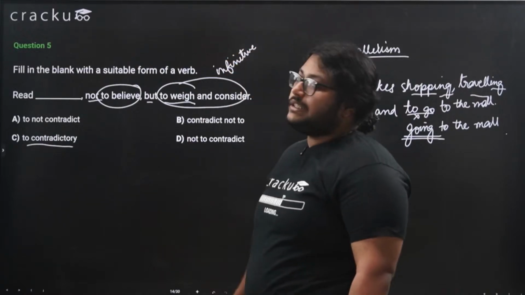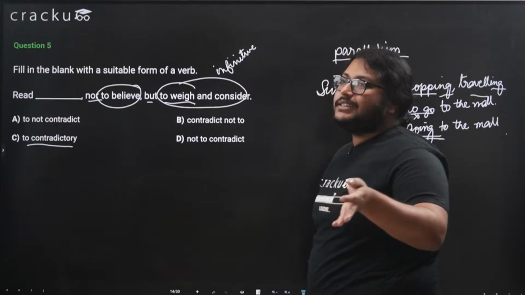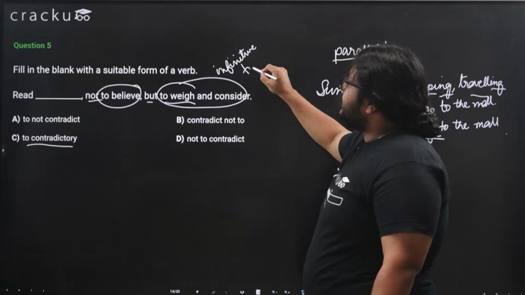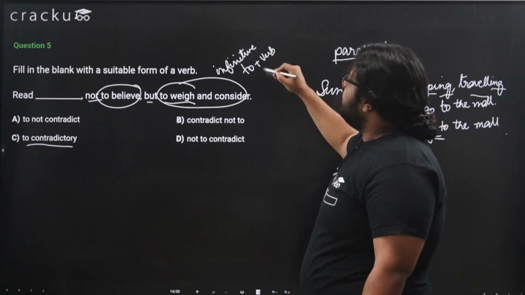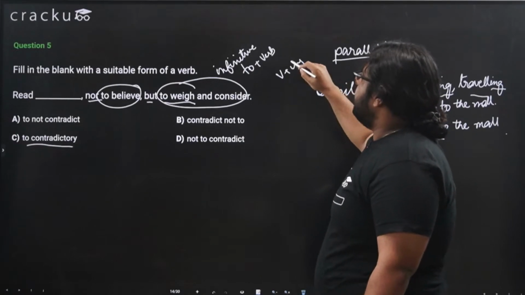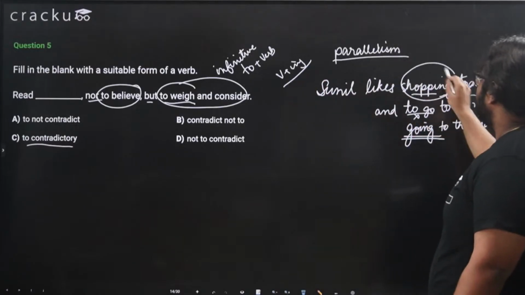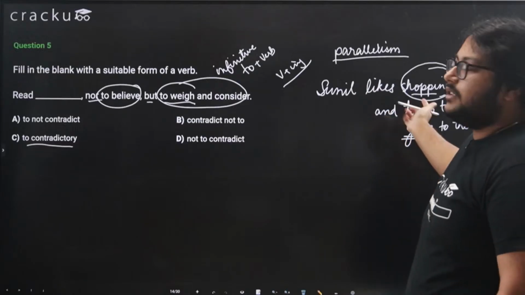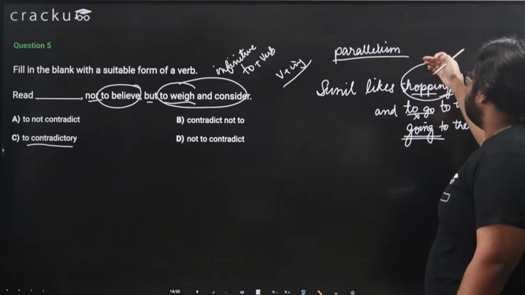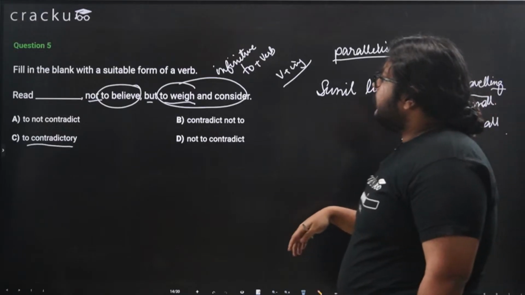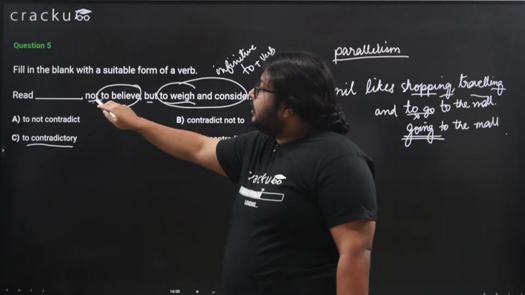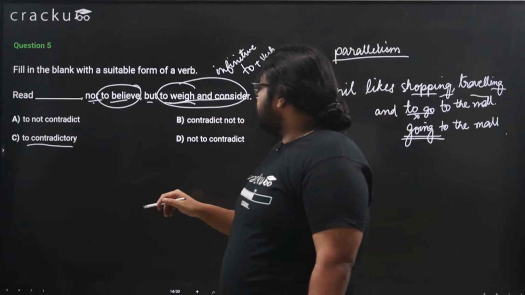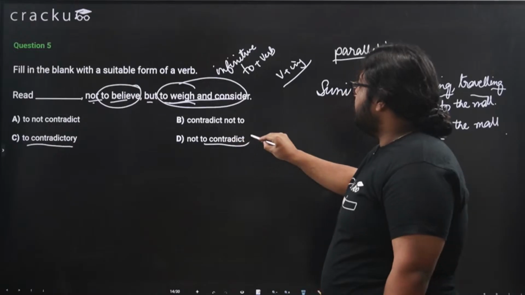What is infinitive and what is gerund? Essentially, these are verbs which function as nouns in sentences. The infinitive structure is to plus verb, and gerund is verb plus ing. Like shopping here, it's not used as a verb. Shopping is a noun here. So those kinds of nouns are called gerunds. Anyways, so nor to believe, nor to weigh and consider. So it should be not to contradict.